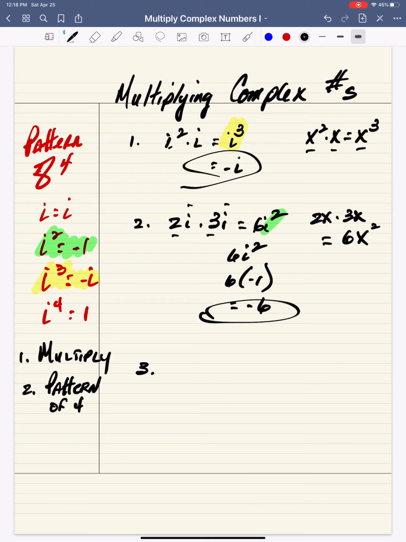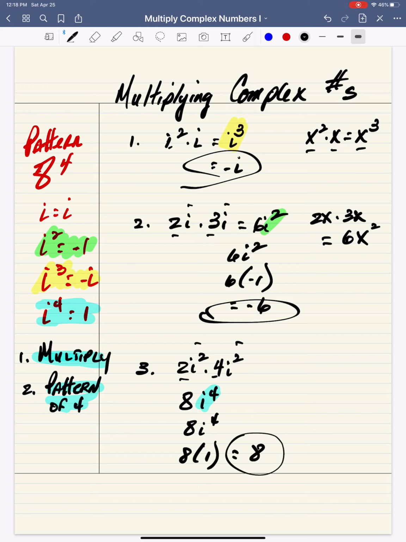One more. Let's say you have 2i squared times 4i squared. And again, it's like saying 2x squared times 4x squared. But here we're just going to say 2 times 4 is 8. i squared times i squared is i to the fourth. And then again, we're going to look at what's i to the fourth. So we've already multiplied, right? We already multiplied. And now we're just going to look at our pattern of 4. So i to the fourth is really 1. So here, instead of 8 i to the fourth, you're going to have 8 times 1, which is really 8. And that's your answer.